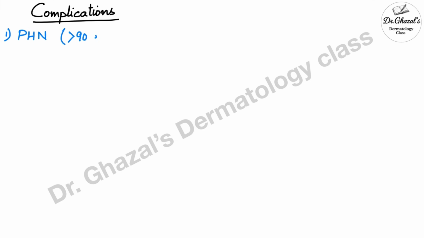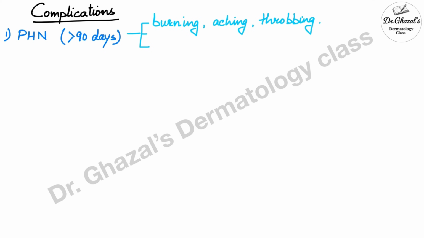Now coming to the complications of herpes zoster. The first and foremost is post-herpetic neuralgia, the pain that occurs in that dermatome after 90 days. It may be continuous burning, aching or throbbing pain or intermittent shooting pain, sometimes as allodynia, that means a normal sensation produces an abnormal amount of pain.